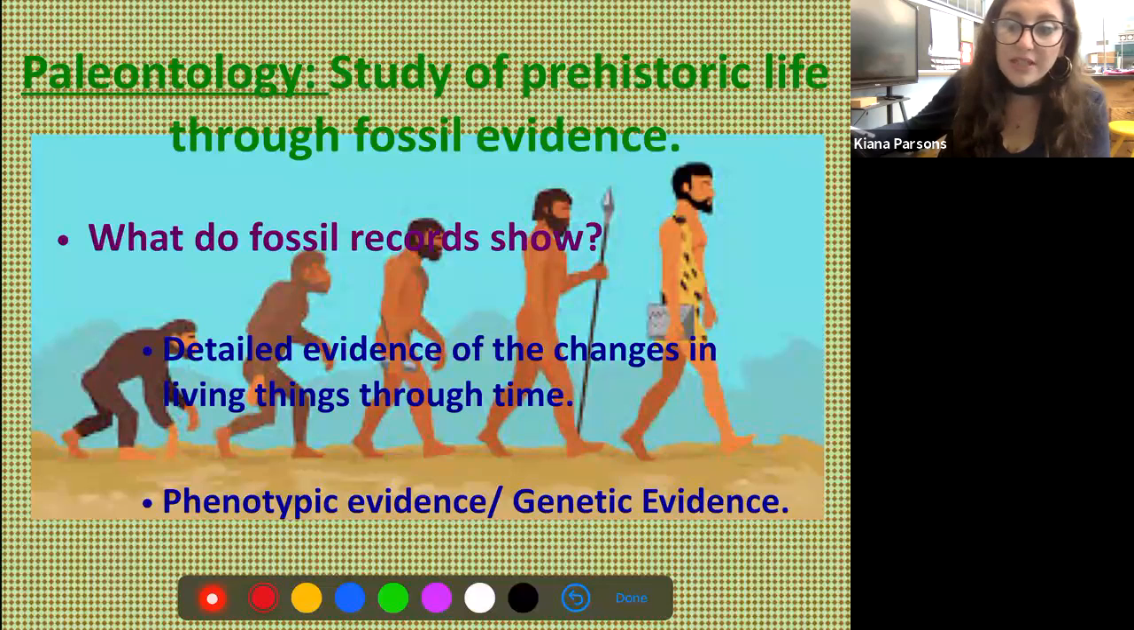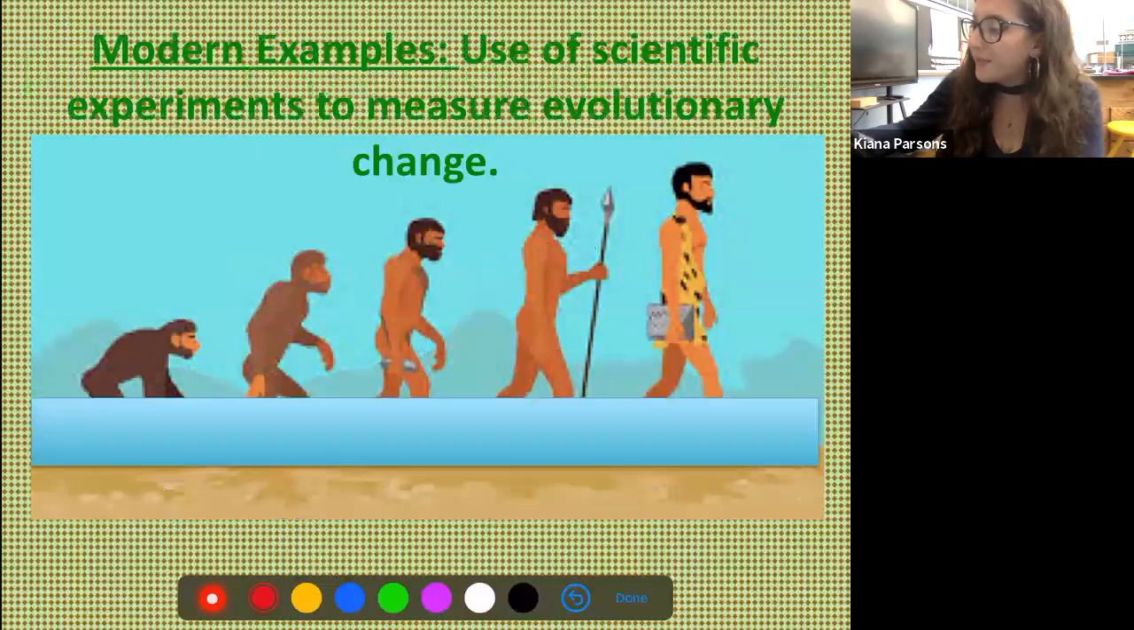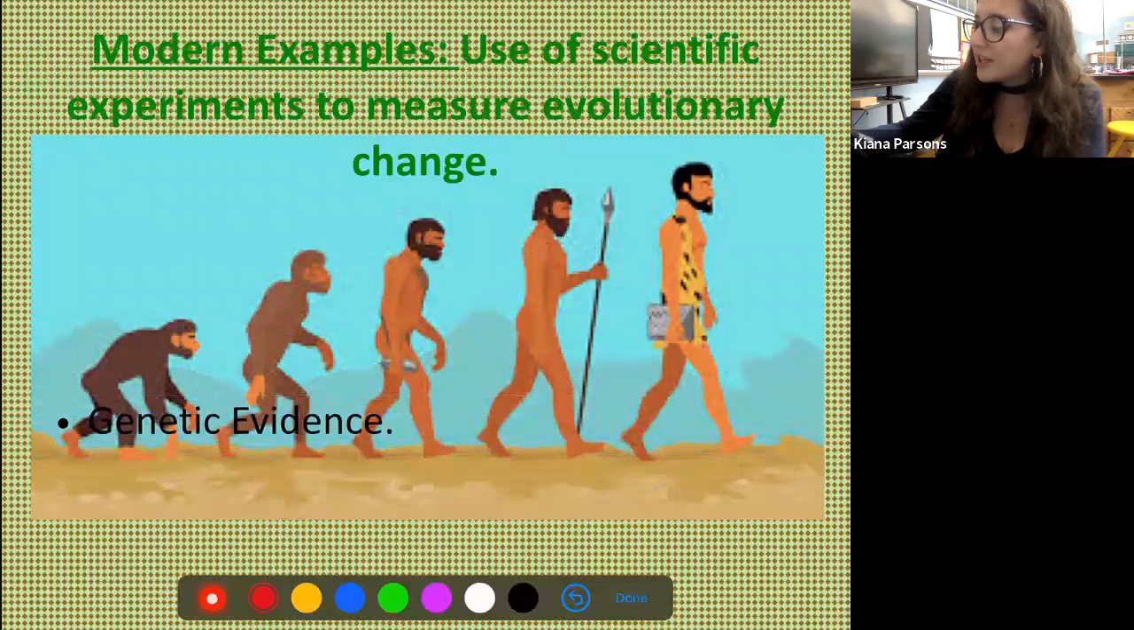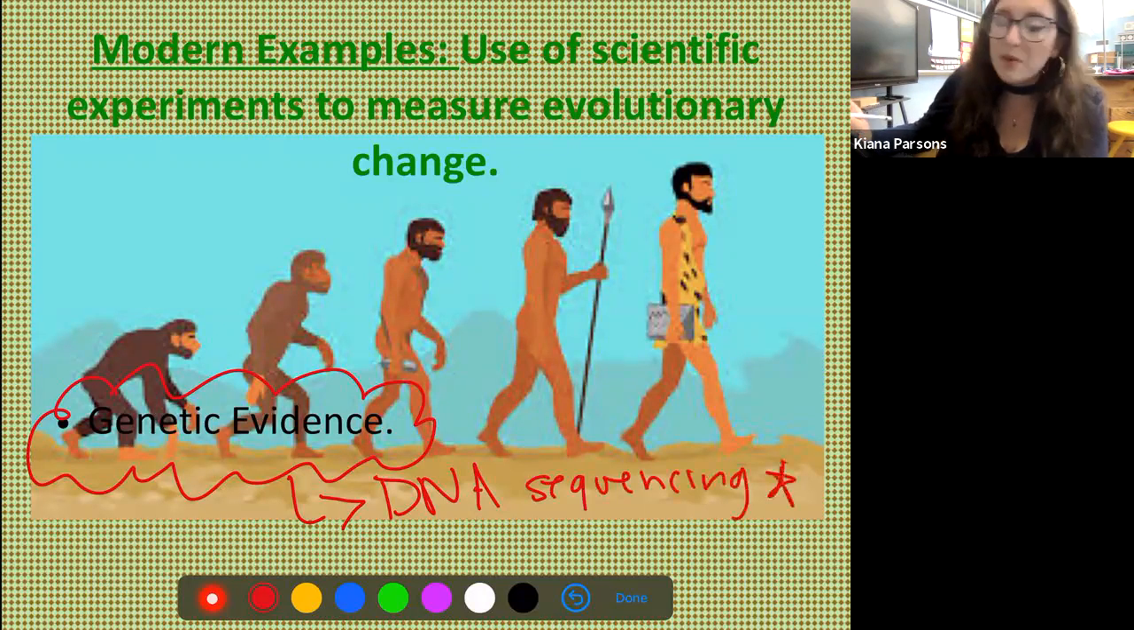So we can see how these organisms look compared to each other, and then we can also test their DNA if there's any around, which there's more DNA in specimens preserved in things like tar pits or deep frozen, like in Siberia. And modern examples where we can use scientific experiments to measure evolutionary change. And usually this is looking at genetic evidence. So we're looking at DNA sequencing. And this is where all the hot and spicy work is happening right now in biology.